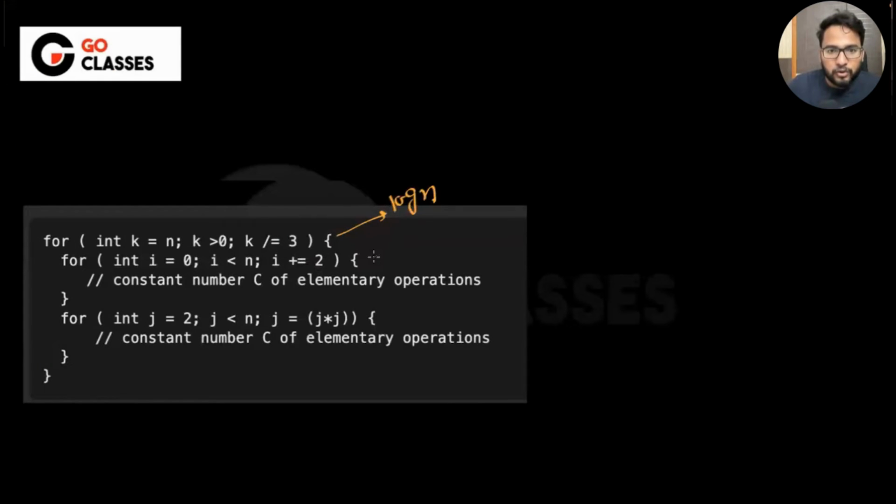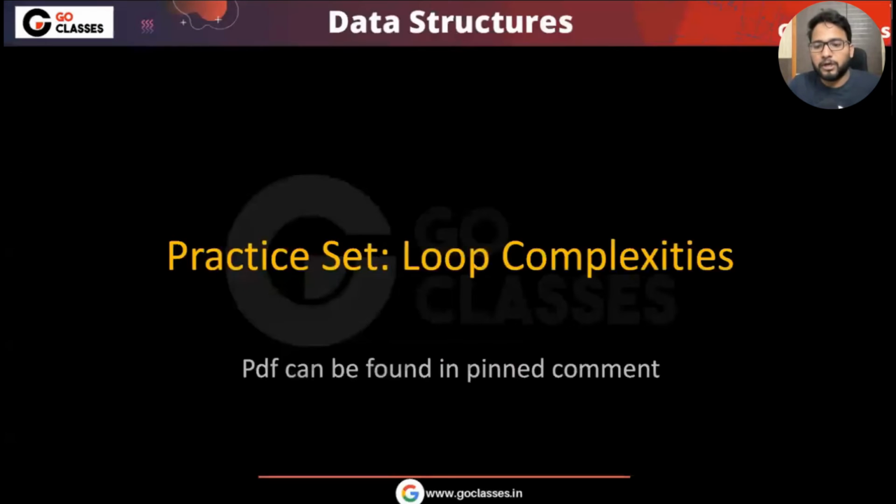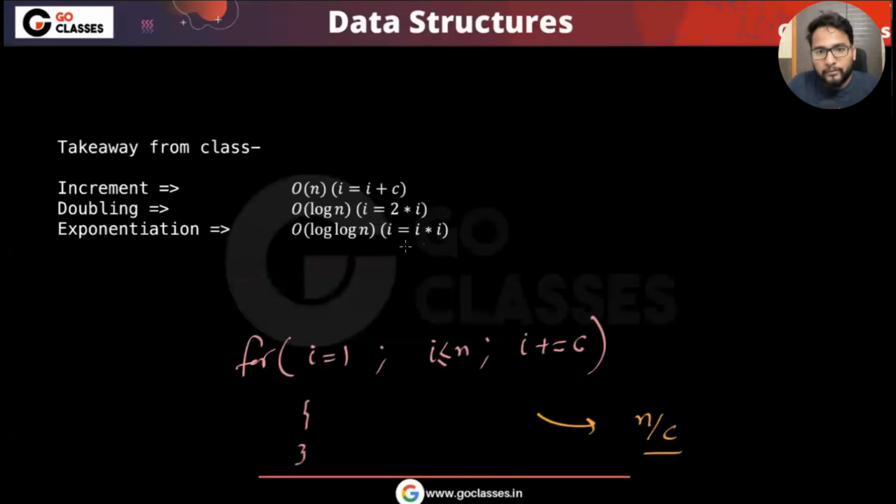This is plus equal to 2, I think n by 2 times. This is interesting. Can anyone tell me this? Yes, this is log n time, right? Log n times. We have already done this in the video. Let me quickly repeat: if you have exponentiation, which means squaring, then it is log n. A multiplication is also log n, and if it is plus, then it is n by c or something like that, right? Okay.